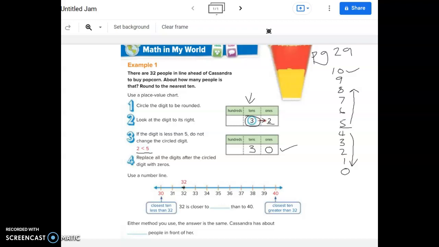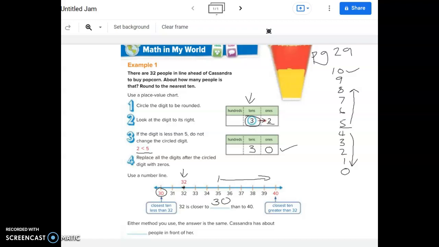Now, if I look at where the 32 is placed on the number line, I will see that it is closer to 30 than it is to 40. Remembering that any number that is 5 and above will be rounded off to the nearest 10, which will be 40, and any number that is 4 or less will be rounded off to the nearest 10, which is 30. And that is how we got our answer of 30. So using both methods has shown us that 32 is closer to 30 than it is to 40. Either method you use, the answer is the same.